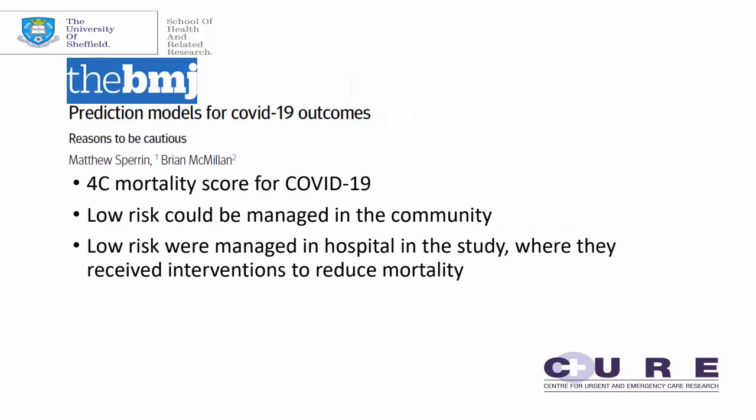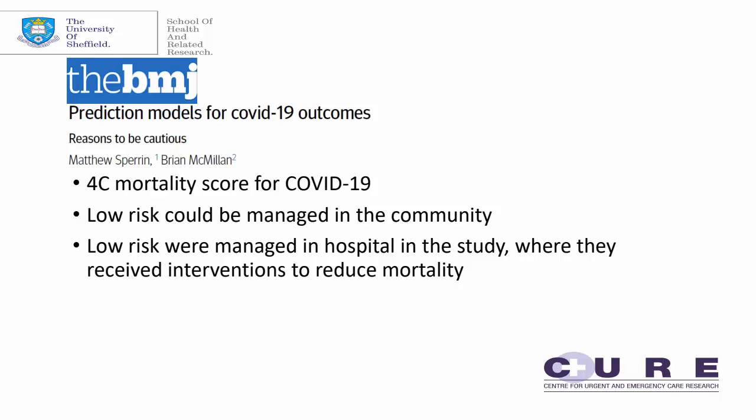Third example here, this is from COVID. So in patients with acute COVID infection, a mortality score called the 4C mortality score was developed to predict people's risk of adverse outcome, their risk of death. And the developers of this 4C mortality score found it had good prediction. They could predict people's risk of adverse outcome, and they suggested that people who are at low risk could be managed in the community. But then these correspondents to the BMJ highlighted that the problem is that the 4C mortality score was developed with people who were in hospital.